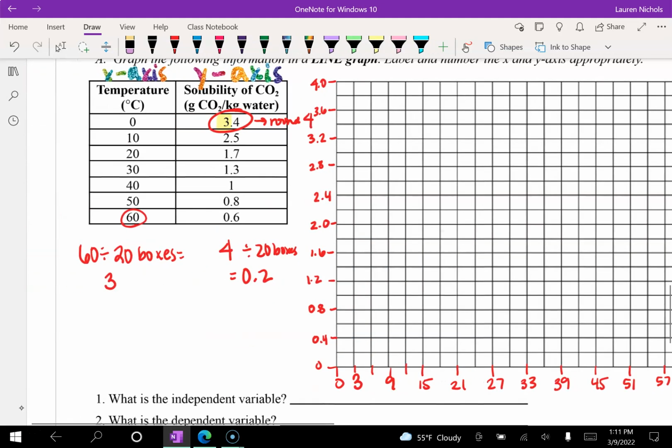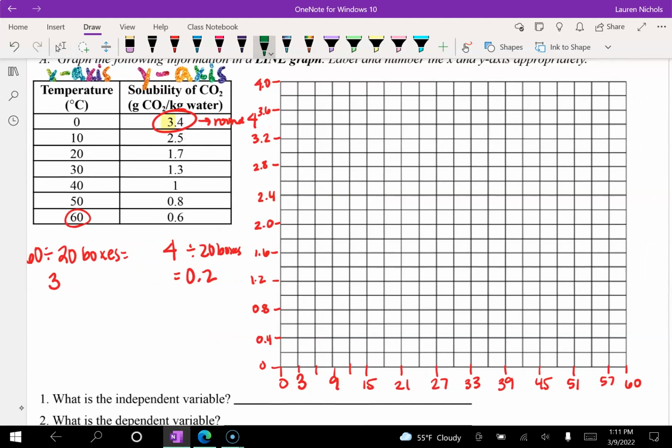Okay, and so what we'll do is we'll take these points and we'll graph their coordinates. So if we have 0 degrees Celsius and 3.4 grams, so remember we need to label ours. So we have temperature in degrees Celsius. That's what we see as being our x-axis there. So we just kind of take the label from our data table. And then on our y-axis, we have solubility, which is our grams of carbon dioxide per kilogram of water. And so 0 and 3.4 grams will be right here.